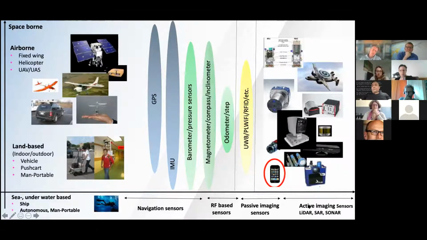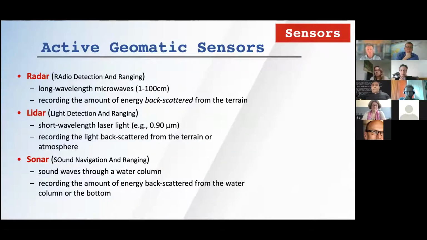One of the most influential technologies, which has changed many applications a lot in recent years, is Lidar technology. These active geomatic sensors include radar, radio detection and ranging, which uses long-wavelength microwave reflectance to record the amount of energy that has been emitted from the sensor and reflected back from the terrain, from the object that we use.